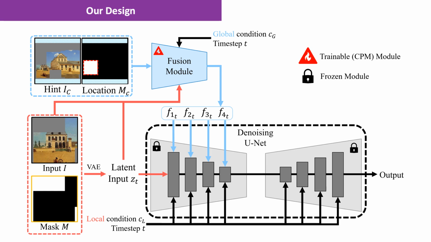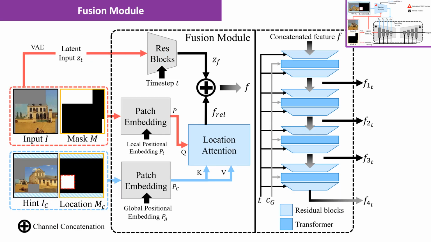Therefore, we designed a Fusion module that manipulates the main encoder. This is a detailed illustration of the Fusion module. The key principle is to use attention to integrate the input, the hint, and the corresponding masks. In advance, we extracted a location mask to explicitly indicate to the model where the expansion should occur.